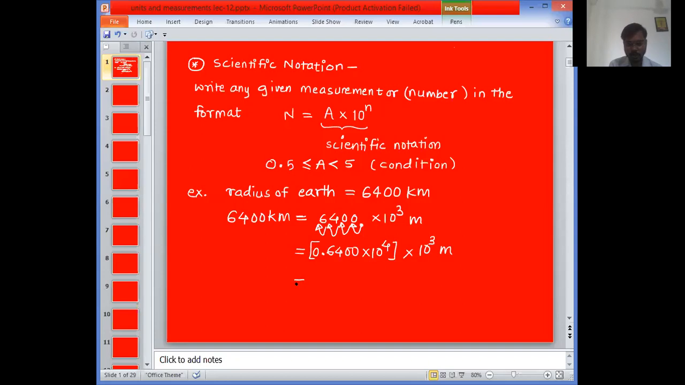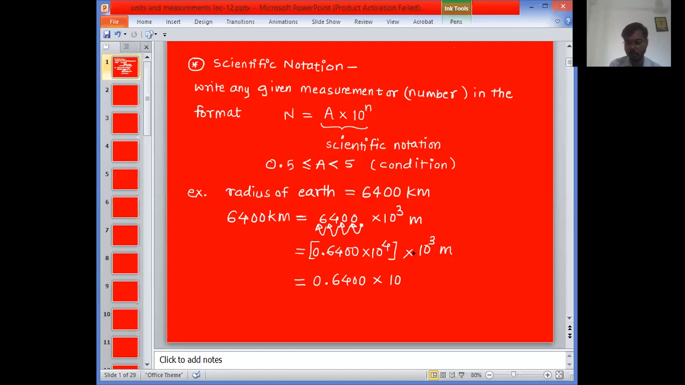Okay, so let us write it like this. Everyone pay attention here. On the board again, 6400 as it is. Point, of course, as it is. 0.6400 multiplied by 10 raised to 4 into 10 raised to 3.